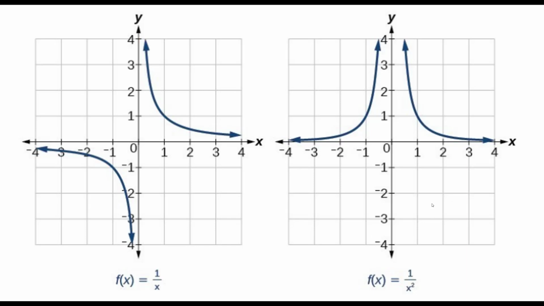And then for 1 over x squared, because it's squared, that negative goes away. So in both cases, it'll be approaching the x-axis, going up as x approaches 0 from either side. And as x gets really small or really large, sorry, it's going to be going towards the x-axis as x goes towards infinity.